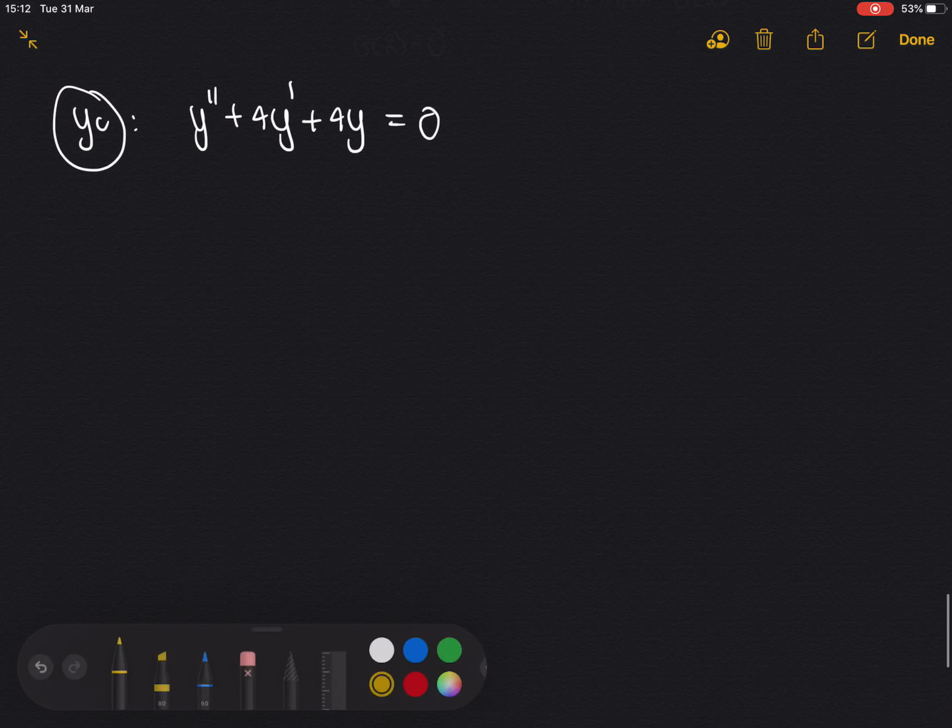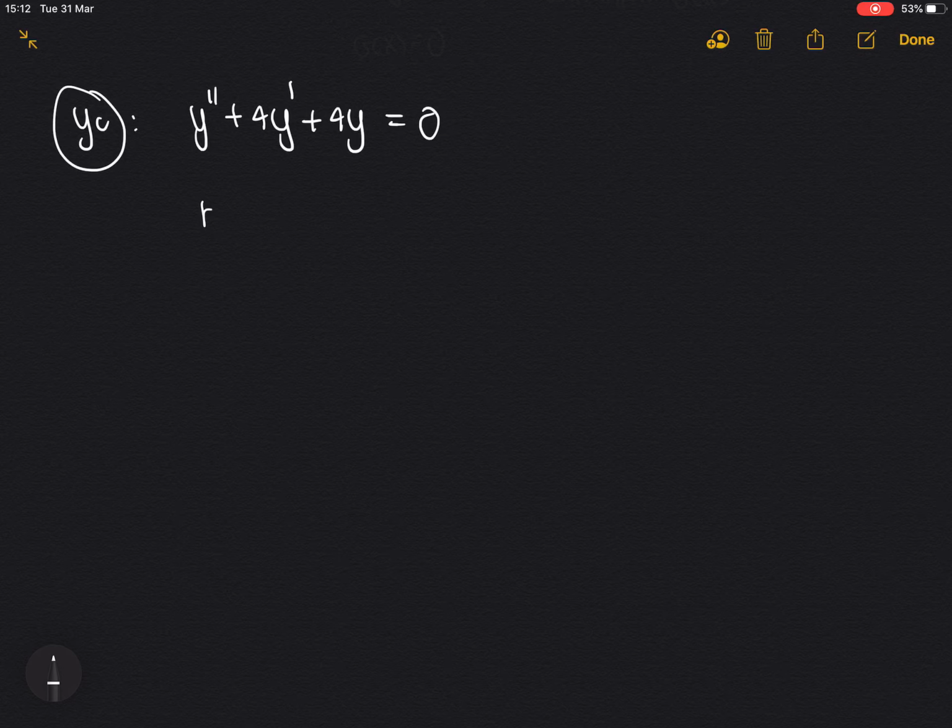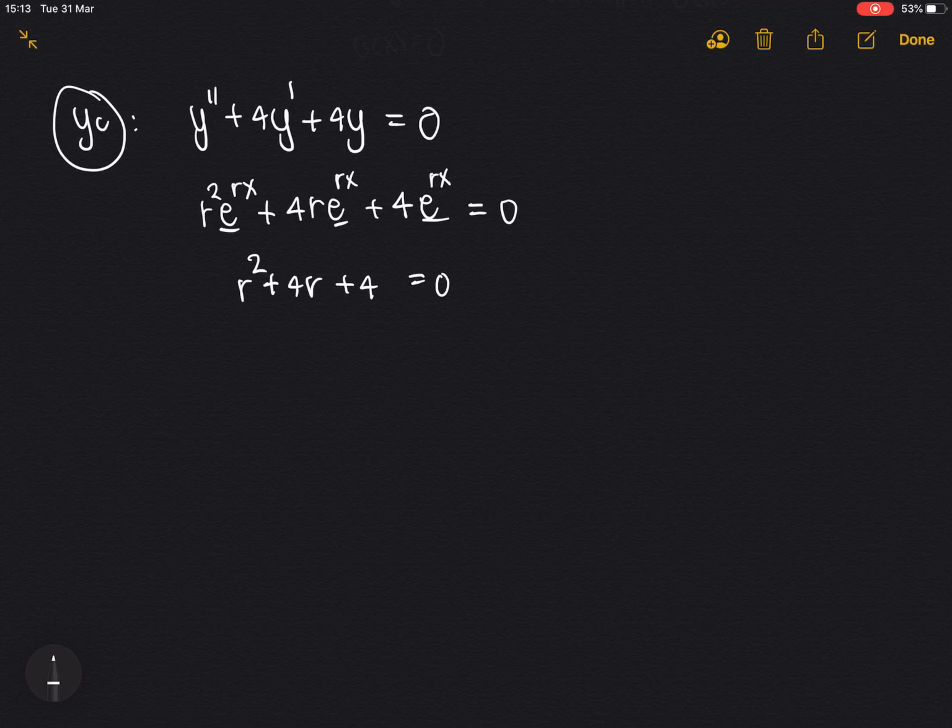Therefore, in this case, after we substitute that, we will end up with r squared multiplied with the exponential of rx, plus 4 multiplied with r multiplied with the exponential of rx, plus 4, right? And then that's multiplied with the exponential of rx, equivalent to 0. So the exponential term here can be deleted out. Therefore, you will end up with r squared plus 4r plus 4 equivalent to 0.